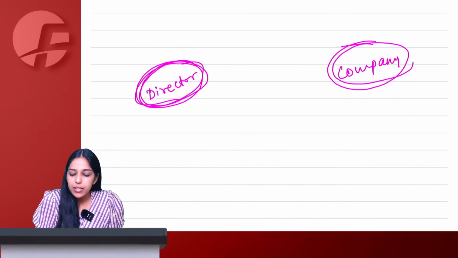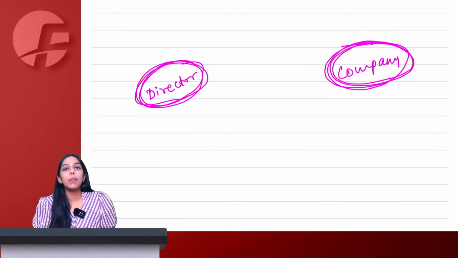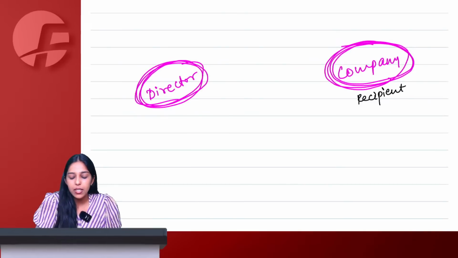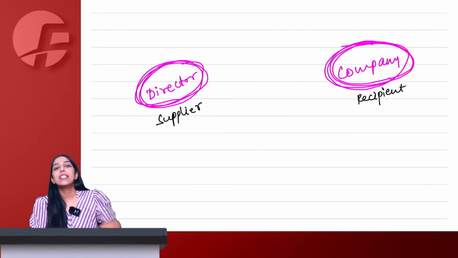Who is supplier, who is recipient? Of course, the company is paying consideration. No, the person liable to pay the consideration becomes the recipient. Company will pay the sitting fees, therefore the company is the recipient. And because the director is attending the meeting, the director is going to be the supplier.